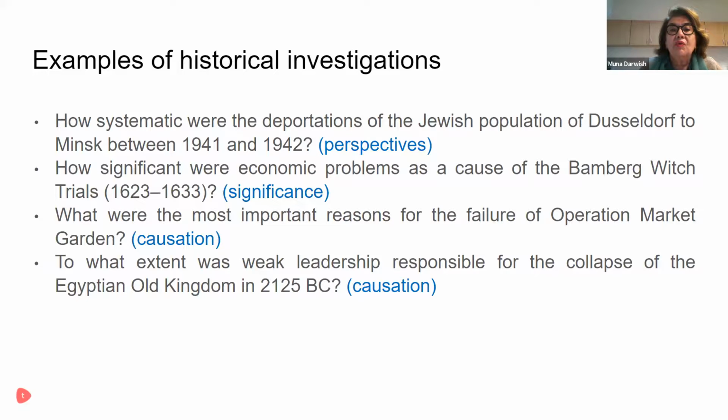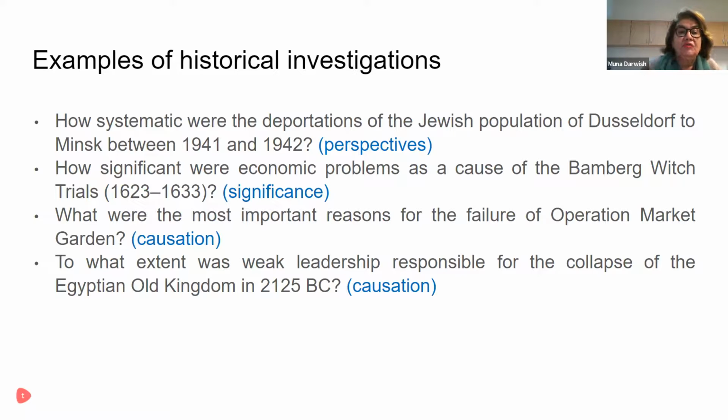How systematic were the deportations of the Jewish population of Düsseldorf to Minsk between 1941 and 1942? This could be used as guidance to also ask how systematic were the deportations of the Palestinian population of a certain region in Palestine to neighboring Arab countries in 1948. So this provides very good guidance that would make the investigations made by the students very focused.